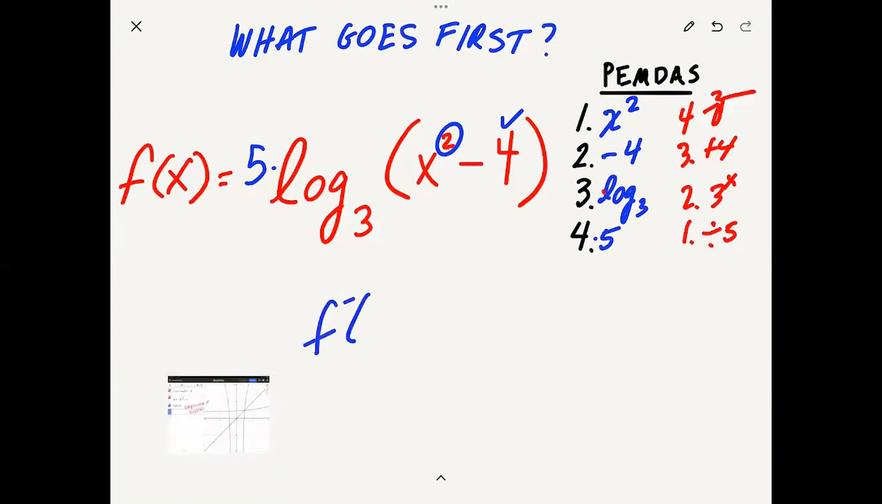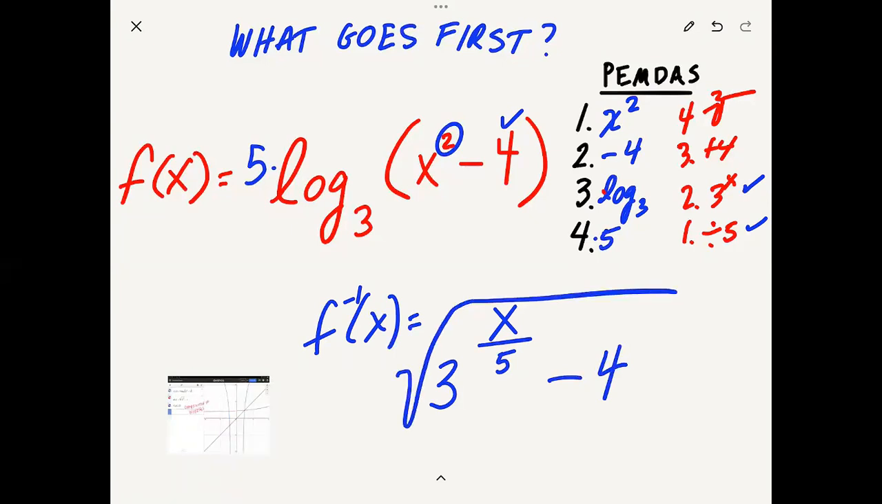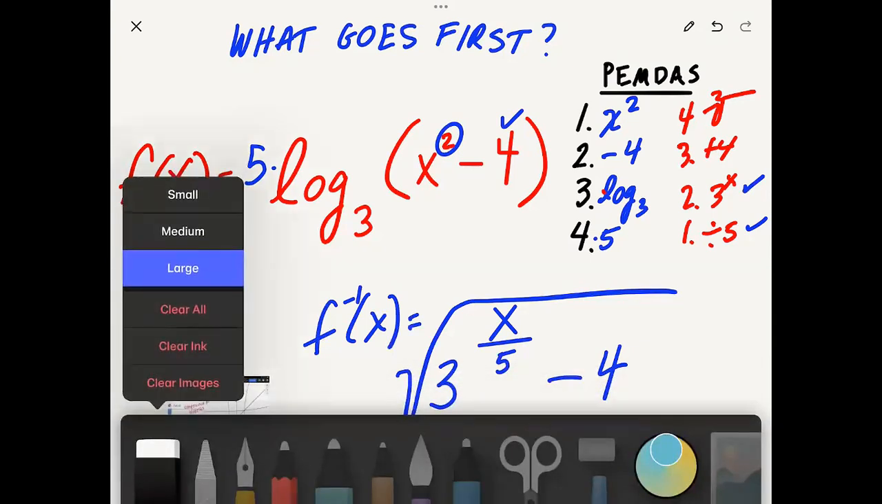Okay, so again, I'm going to make this blue. So the inverse function, I'm starting with x. First thing I'm going to do is divide by 5. Second thing I'm going to do is raise that to the third power. I'm going to make that the exponent, and the base is going to be 3. And then I'm going to subtract 4 from that. And then I'm going to take the square root of that whole thing. So I take the square root of 3 raised to the exponent x divided by 5, minus 4. Now, let me get rid of that.